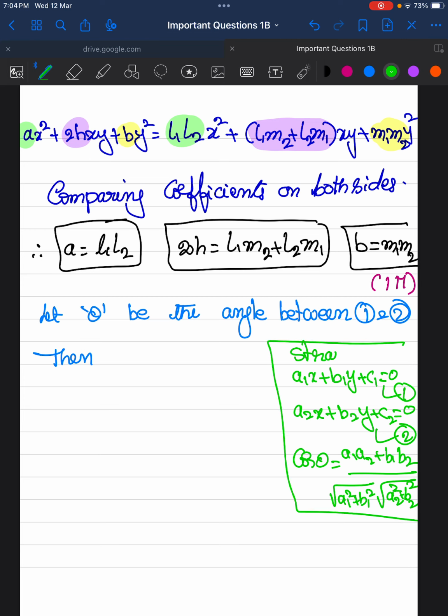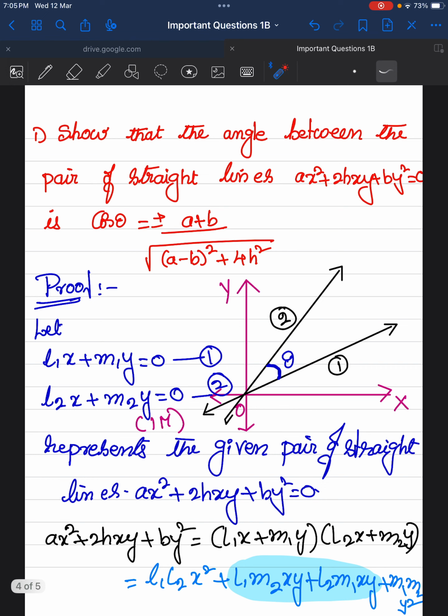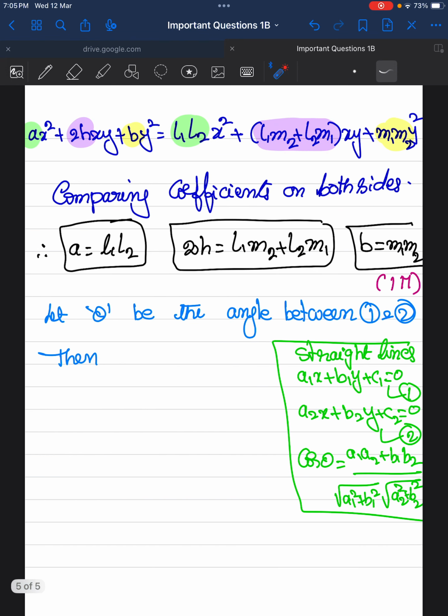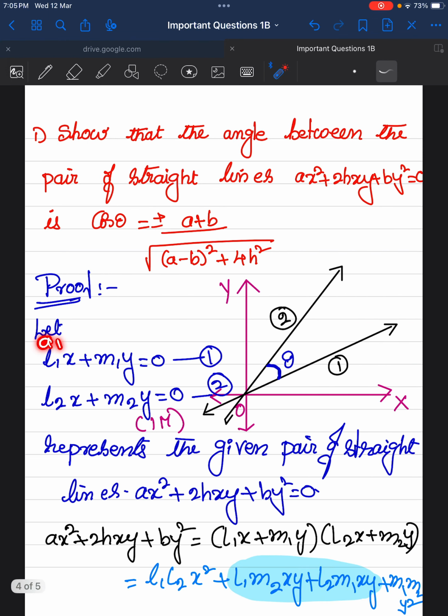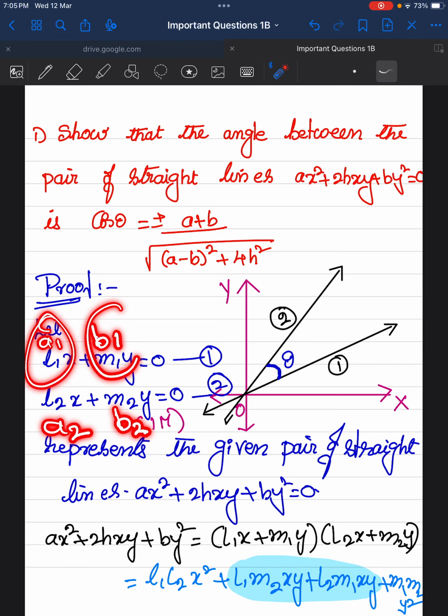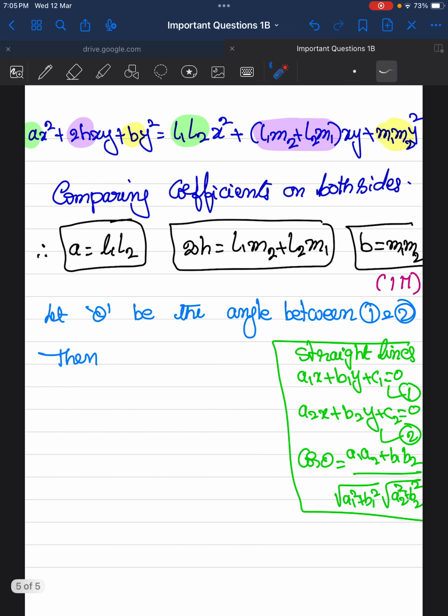Okay. Here also in pair of straight lines, we already split that pair of straight lines to two lines and we have taken these two lines here. These are two straight lines, correct? If these are the lines, if theta is the angle between them, instead of a1x plus b1y, what is there? L1x plus m1y. Okay, instead of a2x plus b2y, here L2x plus M2y is there. So A1 can be replaced by L1, B1 can be replaced by M1, A2 with L2, B2 with M2. So if I apply the same formula here, what happens?